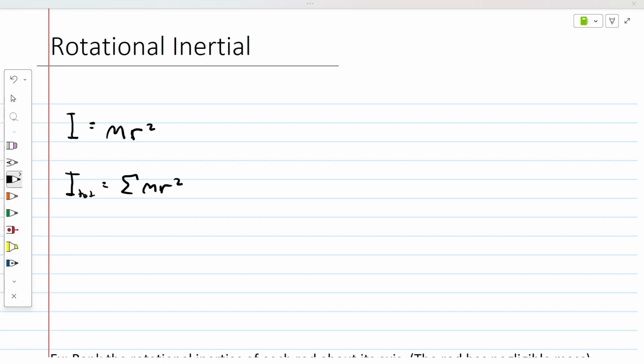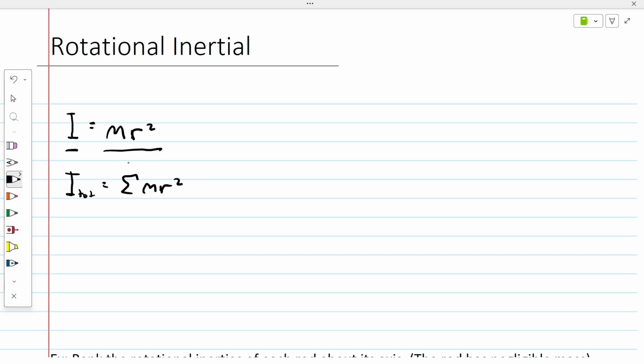Hello everyone, in this video we're going to discuss rotational inertia. Rotational inertia is kind of describing how much mass is moving around a point of a rotating object. The main equation we have here is that rotational inertia I is equal to the mass times the radius squared.